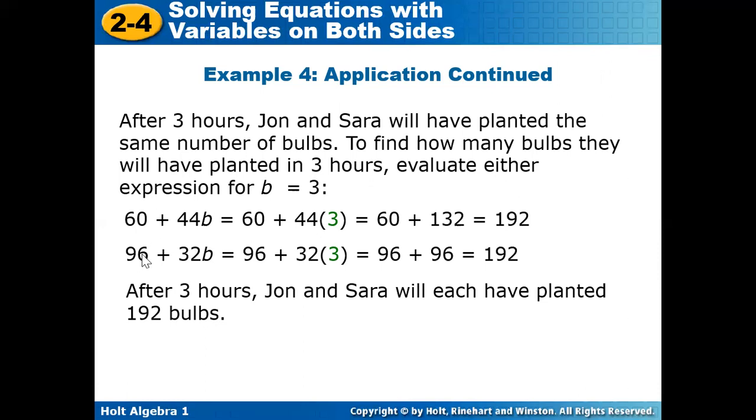Same thing for Sarah. She had 96, but she's planting 32 per hour. Once again, it's 3 hours. 96 plus 32 times 3. 96 plus 96 equals 192.